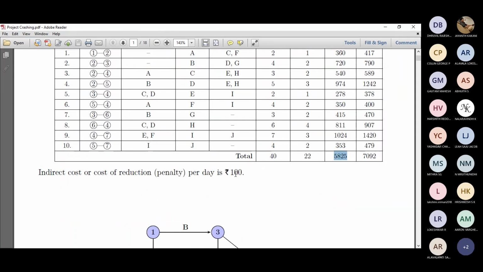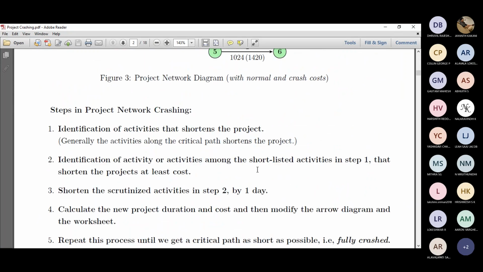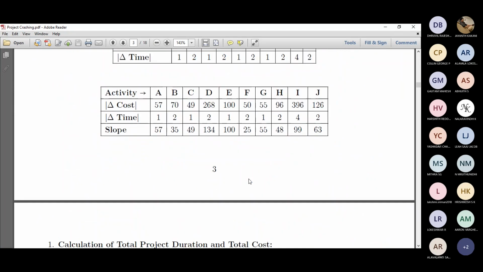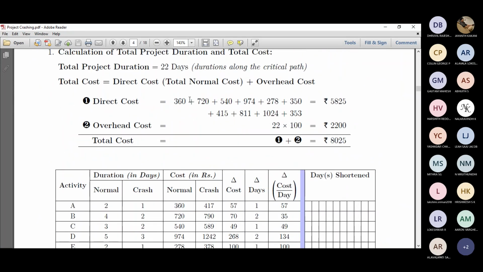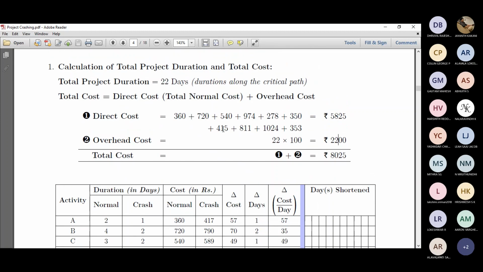And we know penalty per day reduction is 100. So the project duration is 22. So 22 multiplied by 100 is 2200. And when we add that with the direct cost, it is 5825, it is 8025. So remember that total cost is 8025. It is the sum of direct cost plus overhead charges, something like that. So this is a mechanical way of doing things.